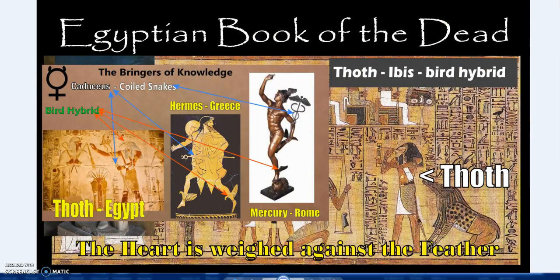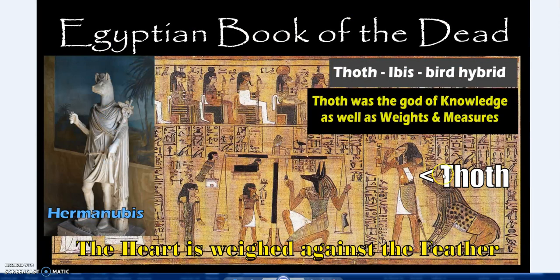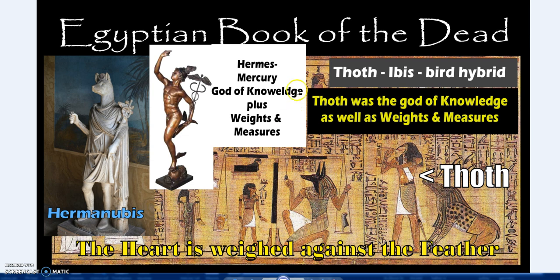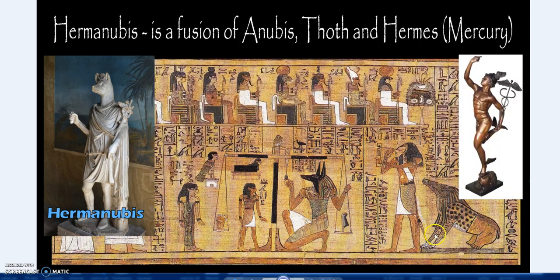Now that's no mistake at all, because Thoth was the god of knowledge, as well as the god of weights and measures, science, and Hermes, Mercury, the god of knowledge, also the god of weights and measures. So Hermanubis is a fusion of Anubis, Thoth, and Hermes/Mercury, Hermes Trismegistus, Hermeticism.